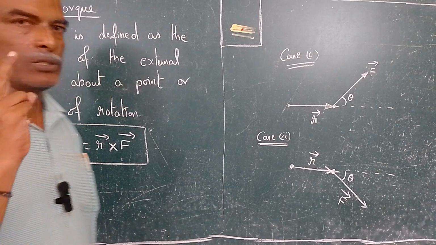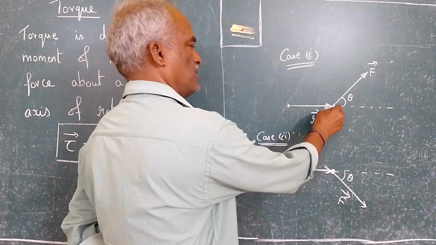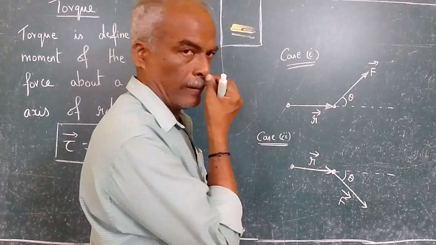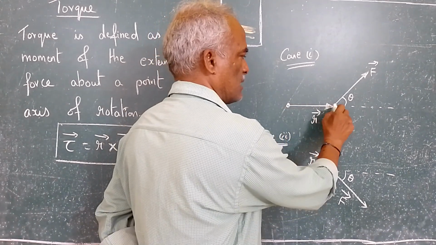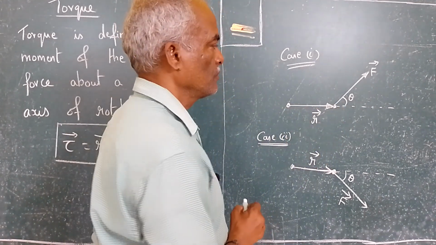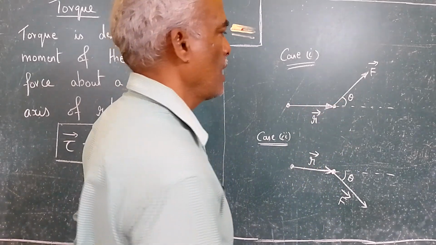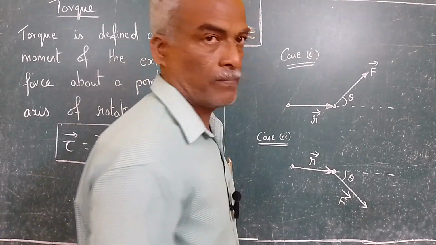So now we have two cases. Assume the point of interest is here and this is the reference point. R vector goes in this direction. The magnitude of R vector is this much and force is applied in this direction, F vector.